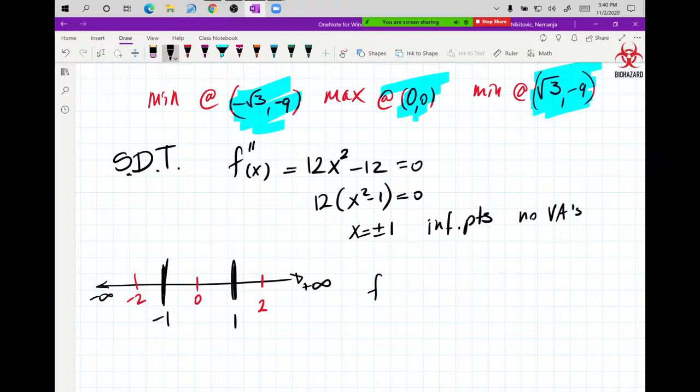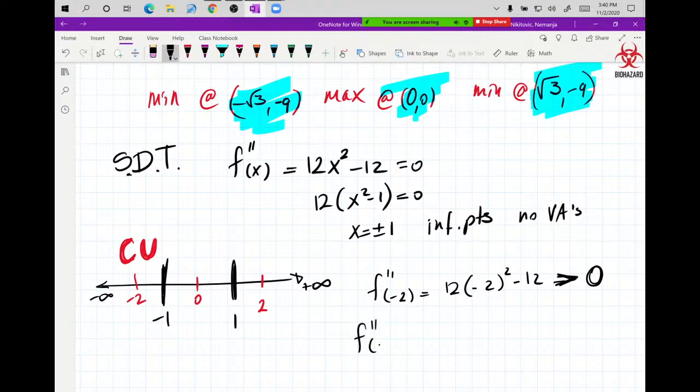We do the second derivative test by plugging these values into the derivative. So we have 12 times negative 2 squared minus 12. That's positive, because when you square a negative, it becomes positive. So you have 4 12s minus 1 12s is 3 12s. That's positive. So that goes concave up. When the second derivative is larger than 0, we get concave up.